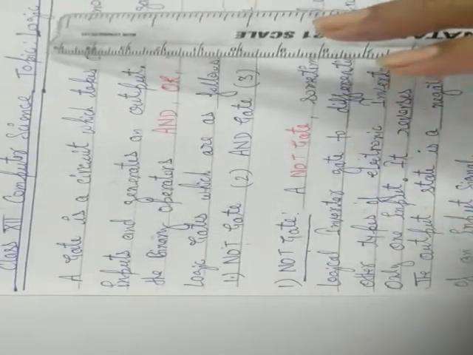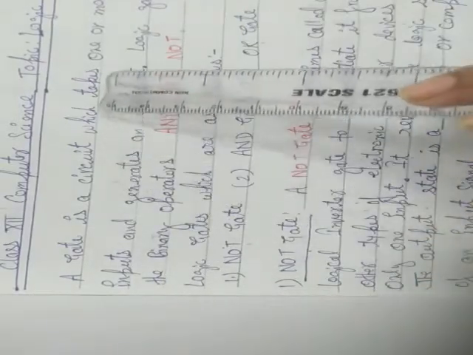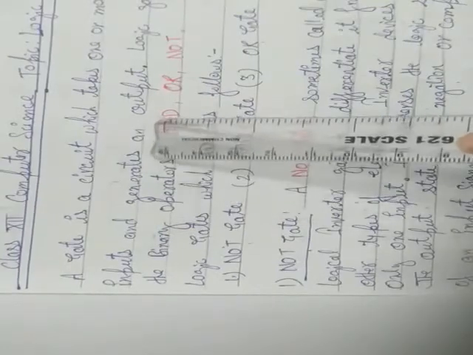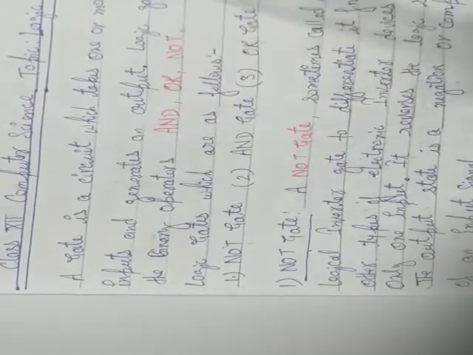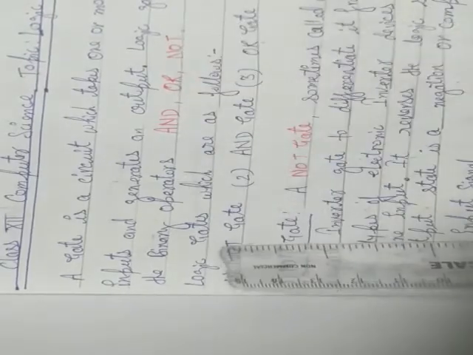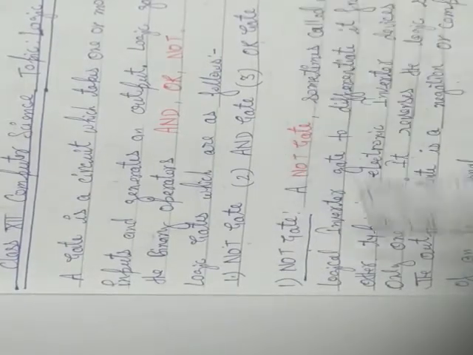Class 12th, today's topic is logic gates. A gate is a circuit which takes one or more inputs and generates an output. Logic gates use the binary operators AND, OR, and NOT. The logic gates are as follows: NOT gate, AND gate, OR gate.